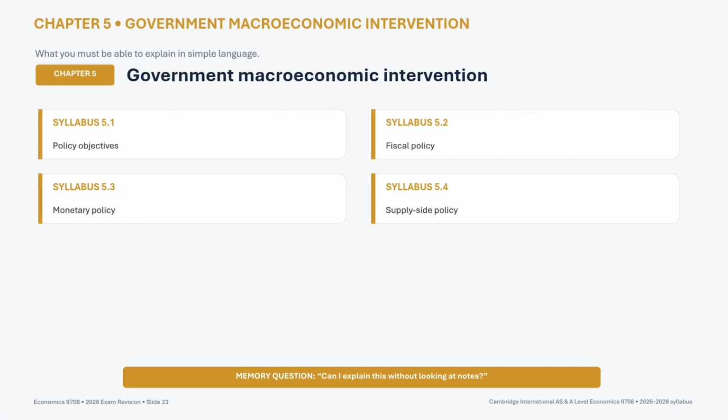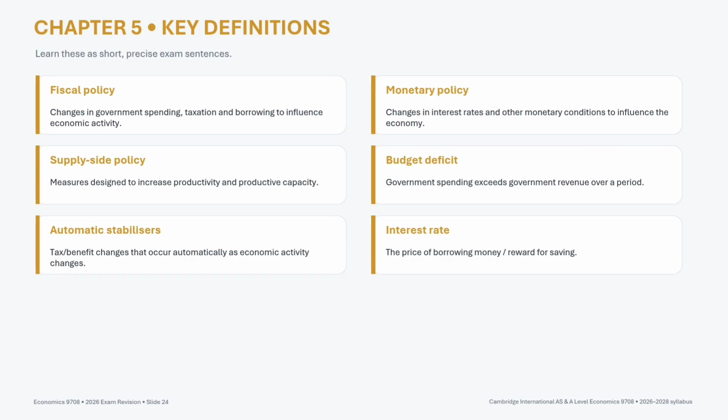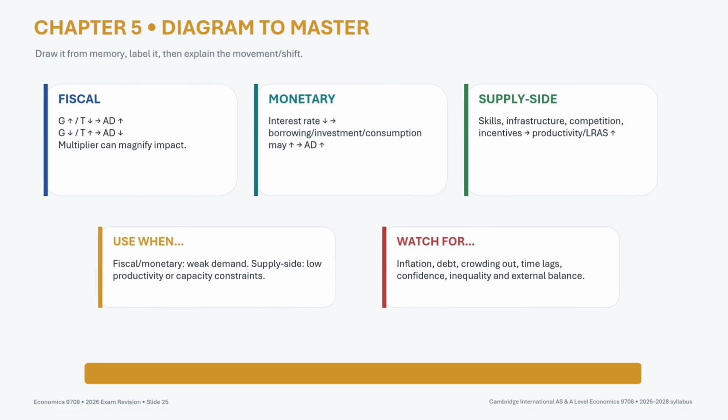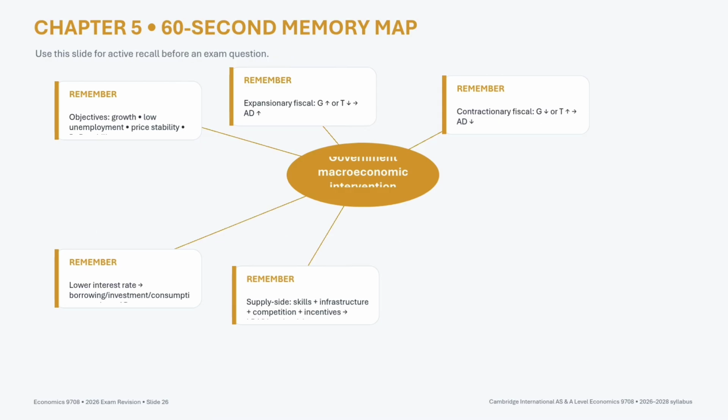In chapter 5, we concentrate on government macroeconomic intervention. The key definitions to focus on are fiscal policy, monetary policy, supply side policy. We need to know about the budget deficit, the automatic stabilizers, the interest rate, reward on savings and cost when borrowing money, etc. The key diagram to focus on is obviously about fiscal, monetary, and supply side, and the stabilizing points.